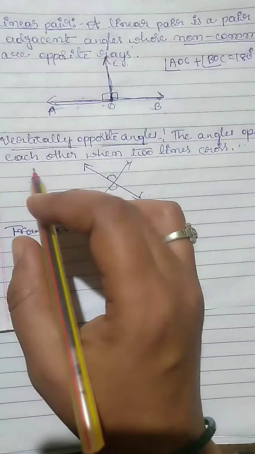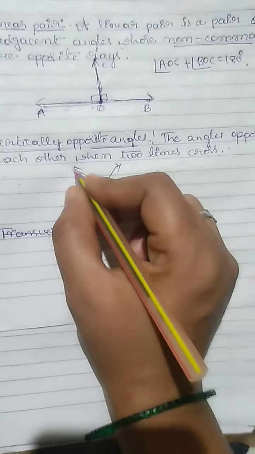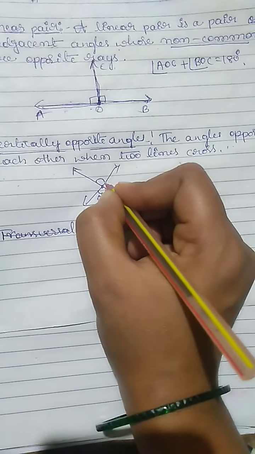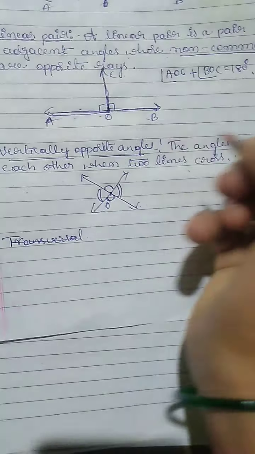Next, vertically opposite angles. The angles opposite each other when two lines cross are vertically opposite. See, this is the vertex. O is the vertex. These two are vertically opposite angles, and these two are vertically opposite angles.